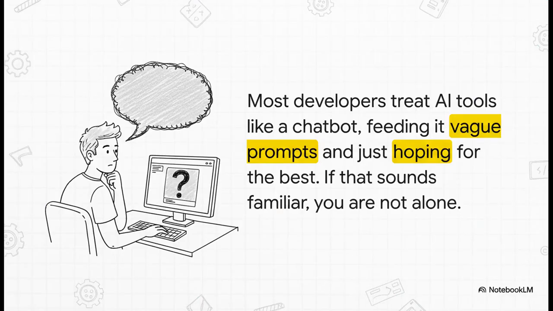Yeah, this is the trap. And it's so easy to fall into. We treat these incredibly advanced tools like, I don't know, a simple chatbot. We just toss some vague prompts at it and kind of cross our fingers, hoping for the best. Look, if that sounds familiar at all, don't even worry about it. You are absolutely in the majority.